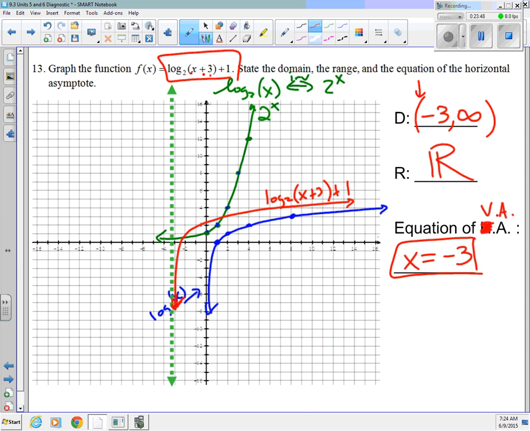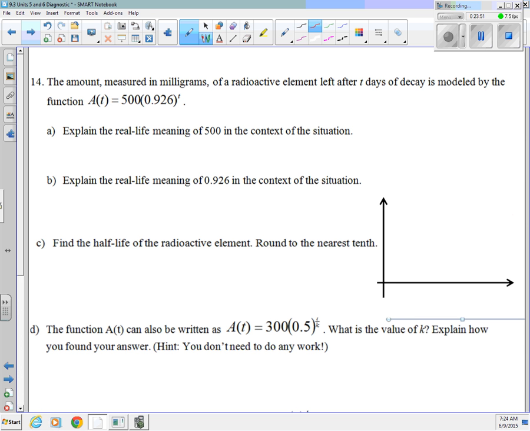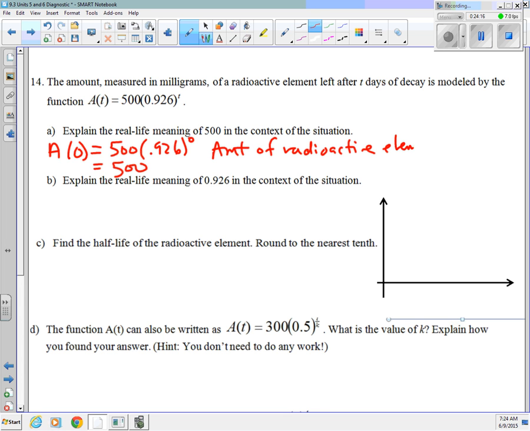Okay, 14, here we go. 14 is a big one. So the amount measured in milligrams of a radioactive element after T days of decay is modeled by this function. Explain the real life meaning of 500. Well, if I throw 0 in for T, I get 500 times 0.926 to the 0. 0.926 to the 0 is 1, so I get 500. So 500 is the amount of radioactive element in milligrams when T is 0. In other words, it's the initial amount of the radioactive element.